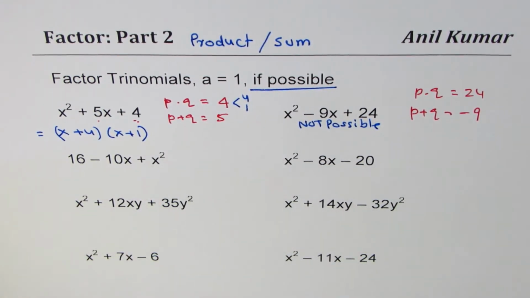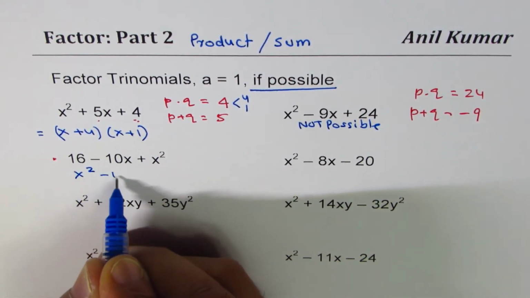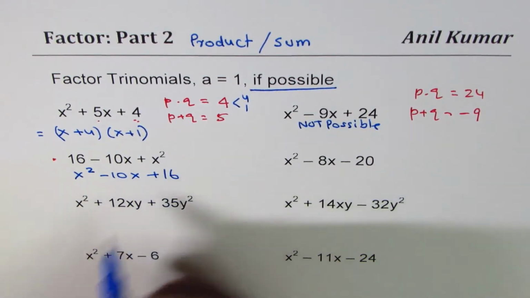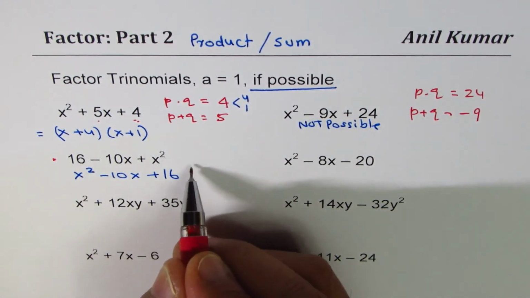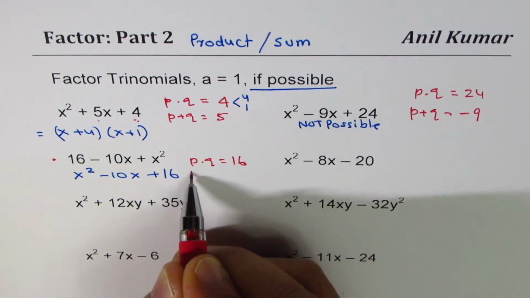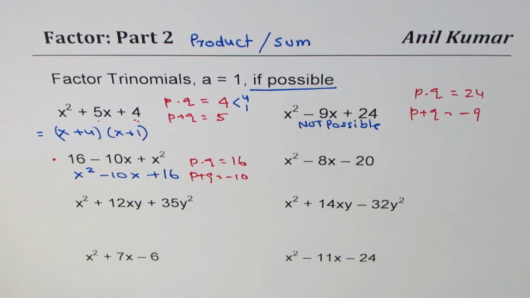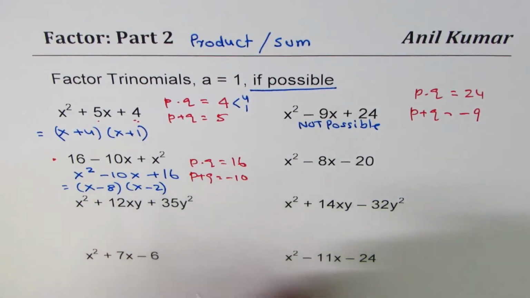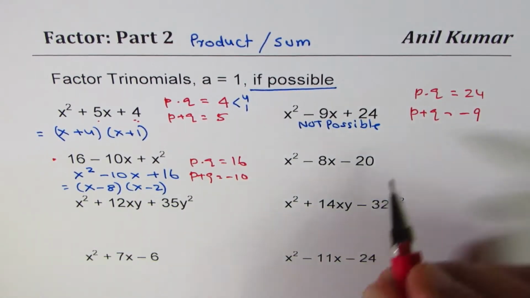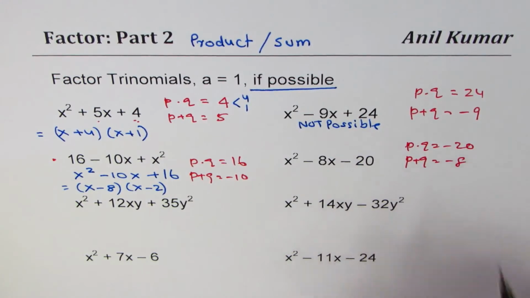Now let's go ahead. The next question here is kind of tricky. We have switched, right? So let me rewrite this question. x squared first. So always write in proper order: x squared minus 10x plus 16. That is the proper order, right? Highest degree first and then decreasing. Product, we are looking for 16. And sum, we are looking for minus 10. Correct? 8 times 2. Both negative. So we could write this as (x - 8)(x - 2). Perfect. That works.